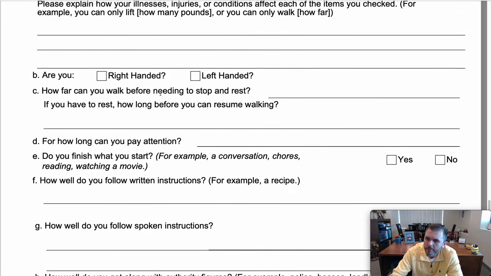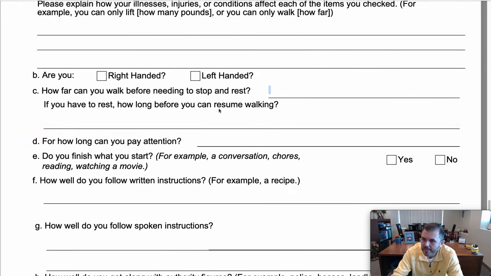How far can you walk before needing to stop and rest? You can use distance or time, but I would encourage you to be vague and say not very far. And you will see that my advice will change 100% when it comes to the disability hearing. At the hearing, you want to be specific. You want to use 10 minutes, 10 feet, 15 feet, 50 feet. But in the form, you're playing defense. So you want to say not very far or not very long.